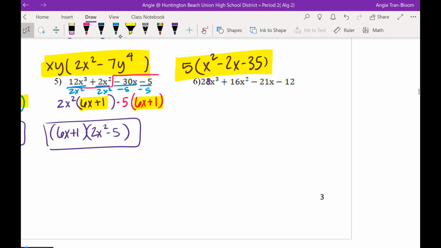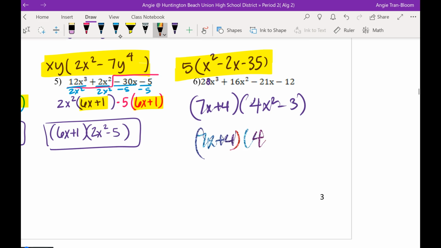Amanda, give me your answer. 7x plus 4 and 4x. Remember, we want to say 7x plus 4 times 4x squared minus 3. Okay. Delaney, what's your final answer? 7x plus 4 and 4x squared minus 3. My pen is not working well. It looks like a ghost.